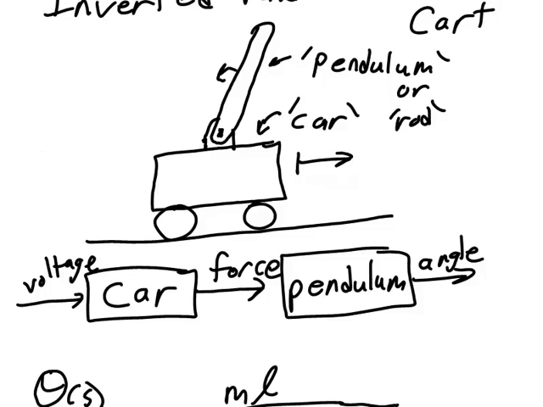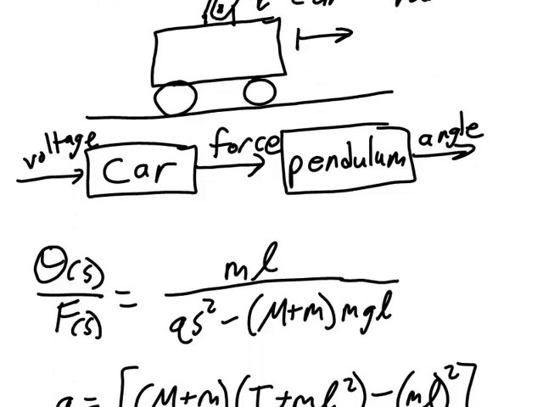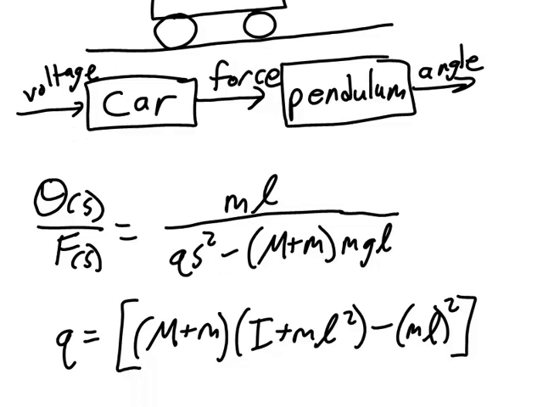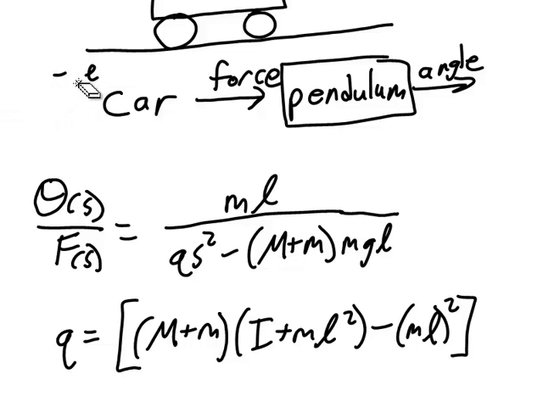Now, the force from the car that will be the input to the pendulum will come from the voltage in the car. So we have not only a transfer function between the angle and the force for the pendulum, we also have a transfer function between voltage and force for the car. But for today's example, I'm going to ignore this part of the transfer function that converts voltage to force. I'm going to do that simply in order to keep the equations small enough that we can see what's happening as we put this into a feedback block diagram.